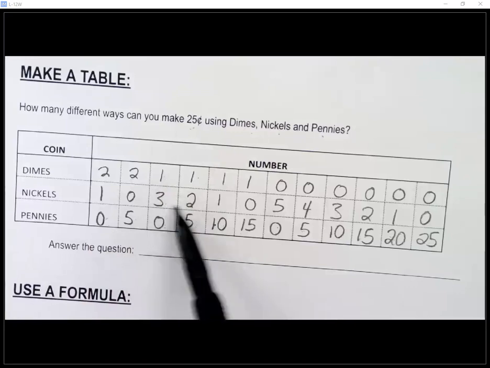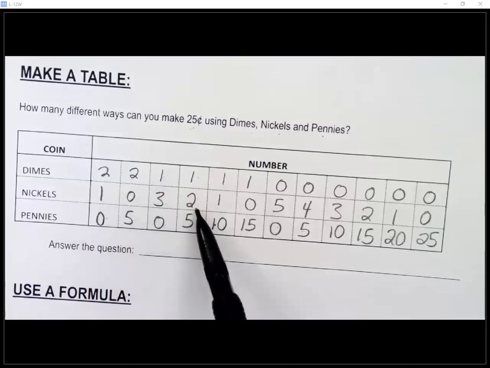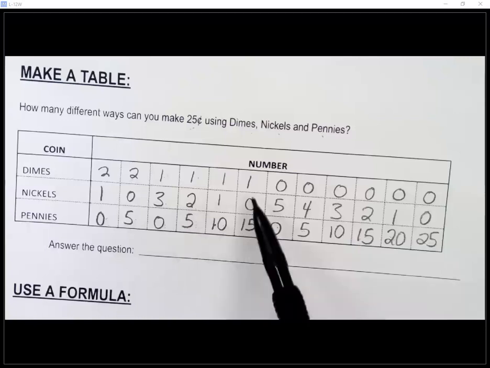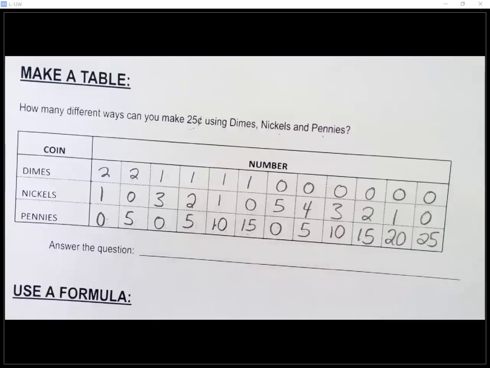Okay, well, what if I only use 2 nickels? I'd have to use 5 pennies. If I only use 1 nickel, I'd have to use 10 pennies. And if I don't use any nickels at all, I'm left with 15. And now I've exhausted all the ways that I could use 1 dime.